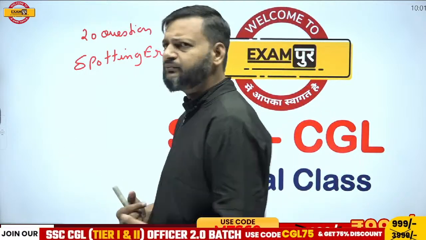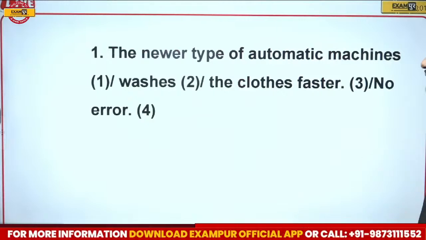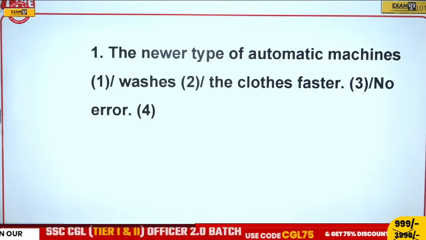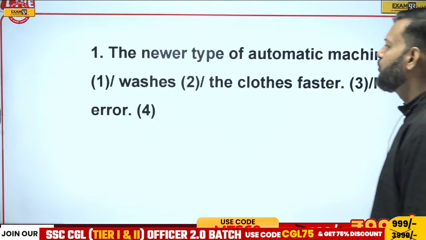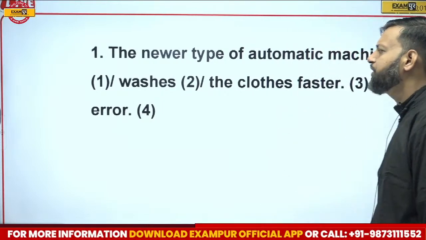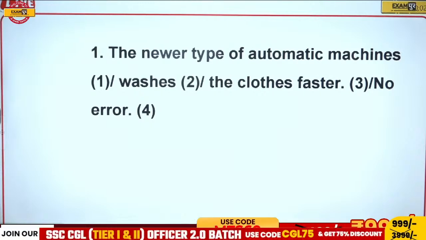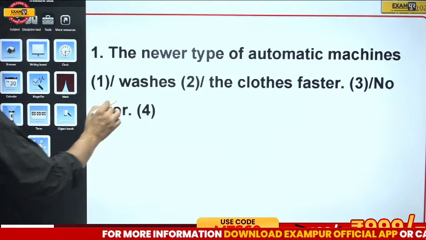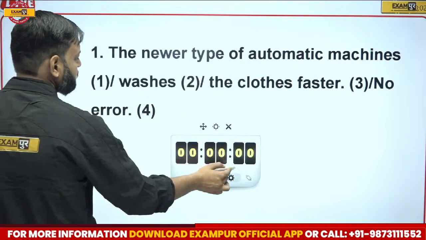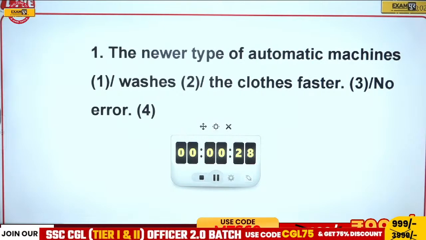So let's start with question number 1. The newer type of automatic machines washes the clothes faster. What is the error in this sentence? I'll give you 30 seconds for each question, and I'll also explain it in detail.